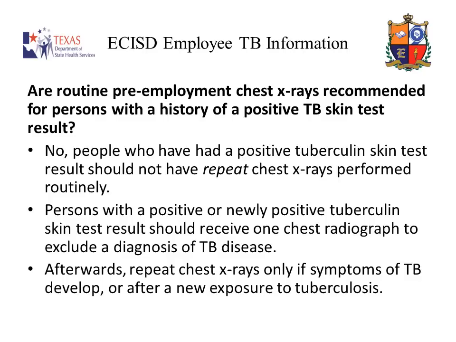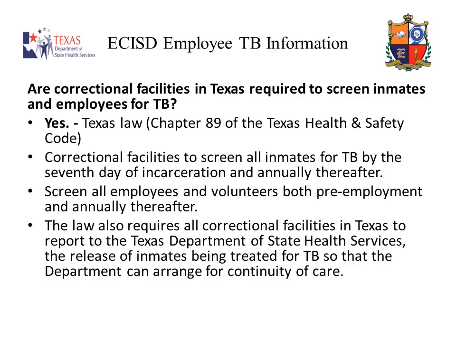Are correctional facilities in Texas required to screen inmates and employees for TB? That answer is yes. Texas Law Chapter 89 of the Texas Health and Safety Code states that correctional facilities must screen all inmates for TB by the 7th day of incarceration and then annually thereafter. They must also screen all employees and volunteers at pre-employment and annually thereafter. The law also requires that all correctional facilities in Texas report to the Texas Department of State Health Services the release of inmates being treated for TB so that the health department can arrange for continuity of care.